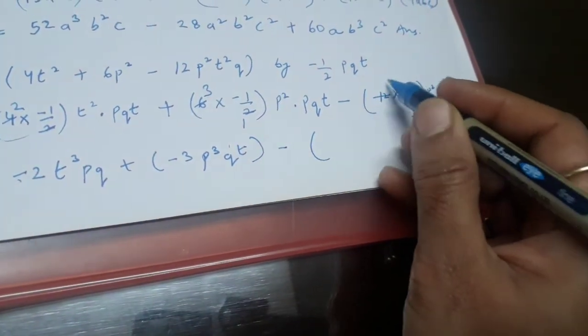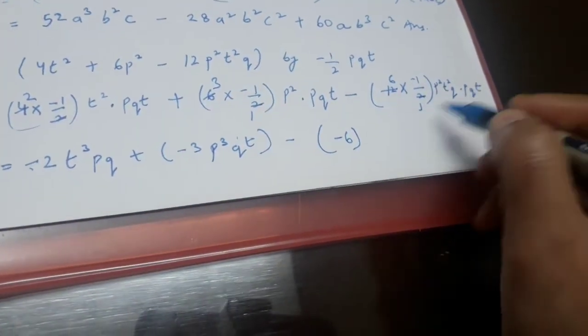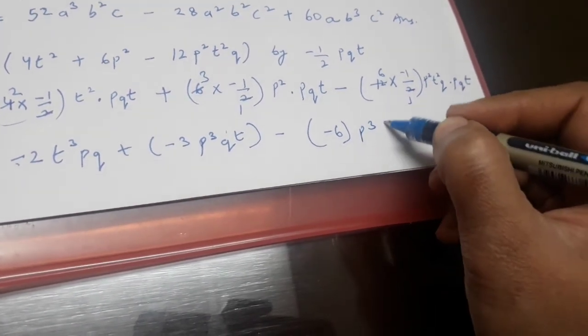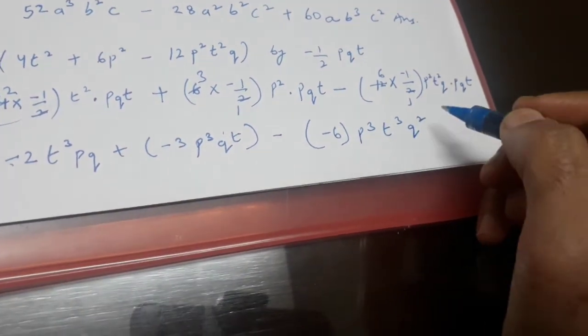Now come to this. 2 ones are 2, 2 sixes are 12. Minus 6. P square and p will become p cube. T square and t will become t cube. And q will become q square.